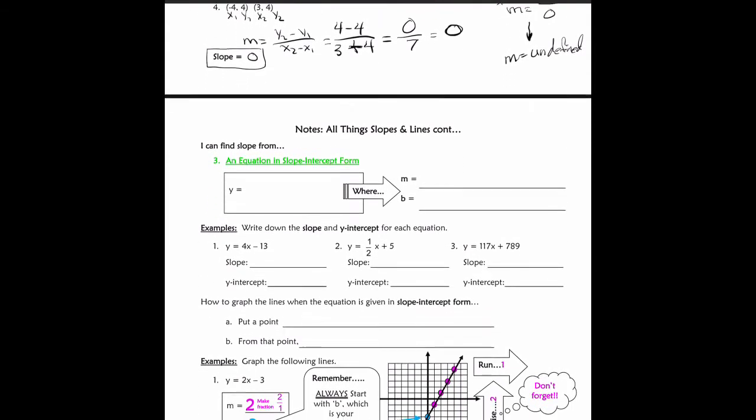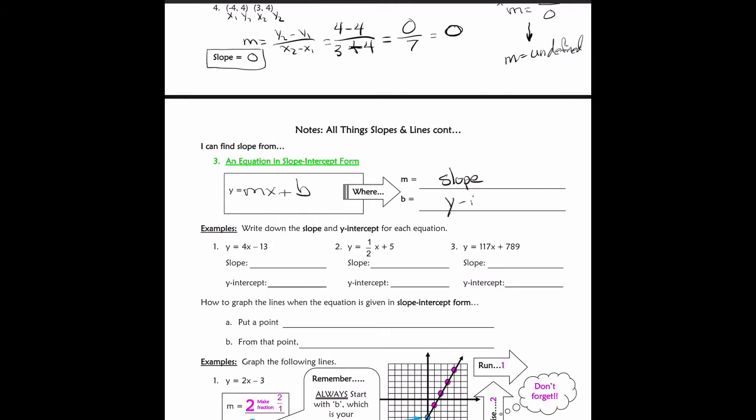Now, let's look at using an equation. So I can find slope from an equation in slope-intercept form. So if you think back to your years in Algebra 1, right? Slope-intercept form is y equals mx plus b. And again, m is my slope, and b is my y-intercept, where the line crosses the y-axis. So given an equation in slope-intercept form, it gives us a lot of information.